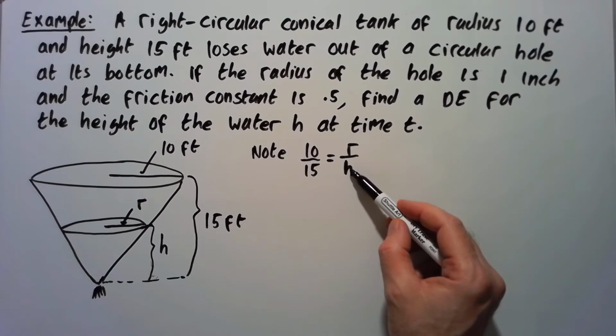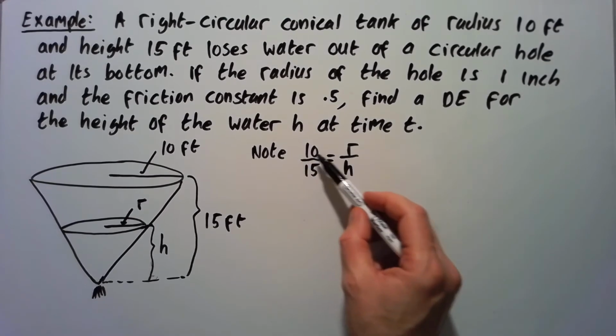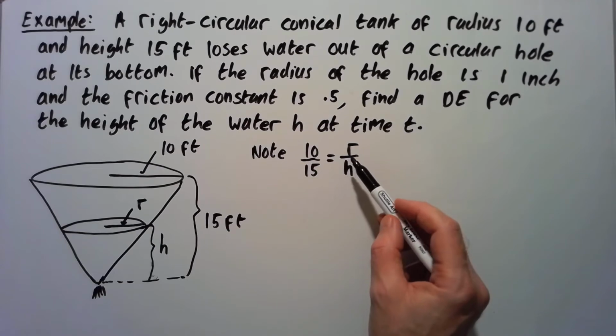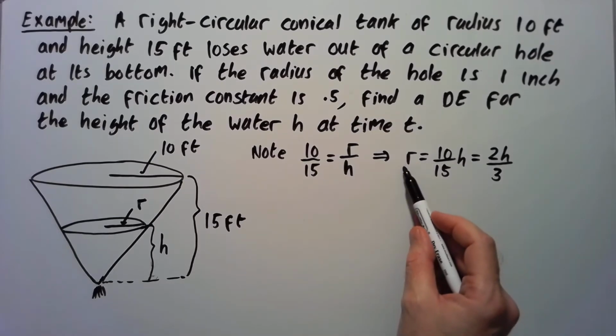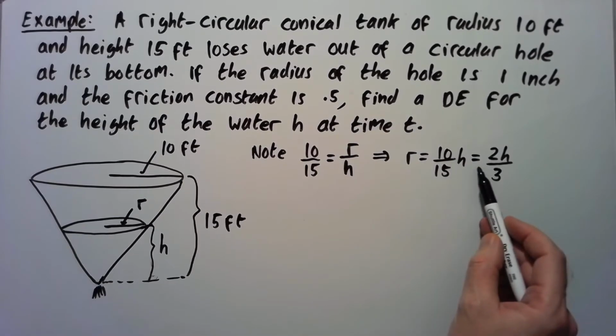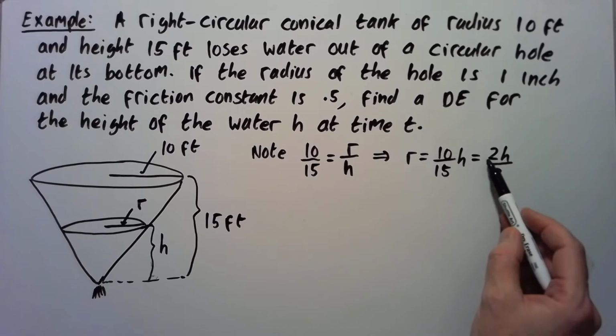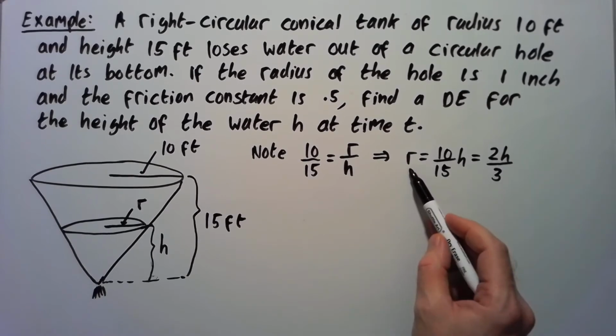We can then solve it for r by multiplying both sides by h. So doing that, we can then get r equals 10 over 15 h, or that reduces, crossing 5's off, 2h over 3 equals r.